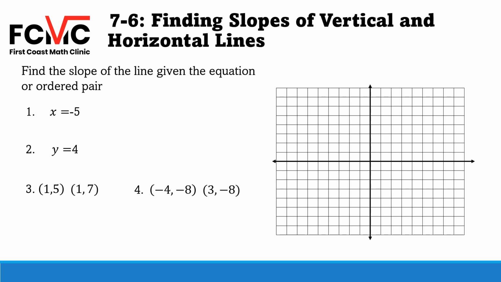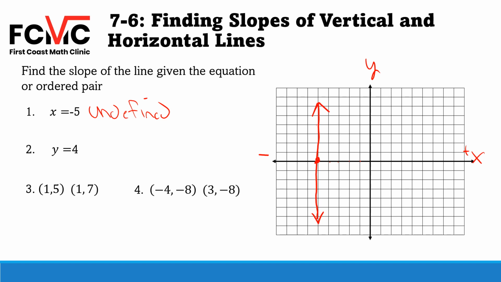All right, so for number 1, we've got x equals negative 5. So let's graph that on our coordinate plane. Let's find negative 5. So again, this is our x-axis. This is our y-axis. The negative direction, that's a positive direction. So negative 5 is 1, 2, 3, 4, 5. And we know this is going to be a vertical line. So the slope of our vertical line is going to be undefined, because we have the same x values and we know it's a vertical line.